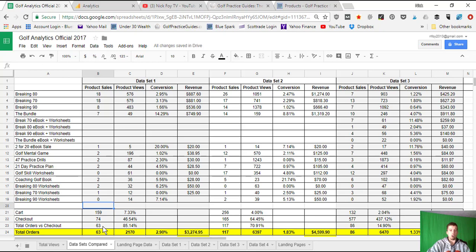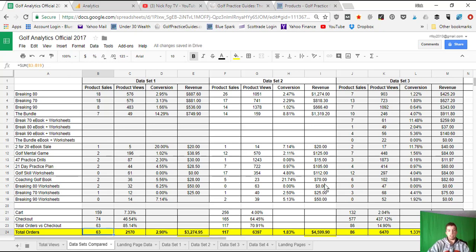So overall, out of all my page views, 7.3% moved to the cart page. And then we ended up getting 63 orders. So down here, I had 63 orders, and we had over 2,170 product views for all 16 different products. So that resulted in about a 2.9% conversion rate for data set 1. Because we had 63 orders there, when you divide that, that's how I got about 3% conversion, and that was about $3,275 in revenue in data set 1.